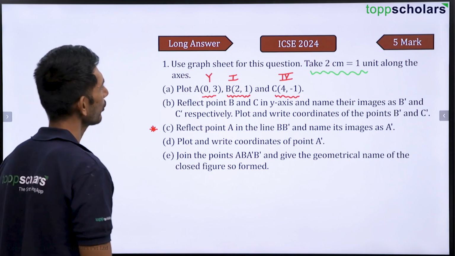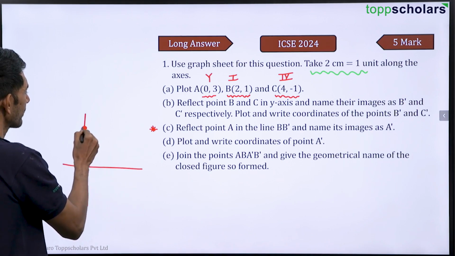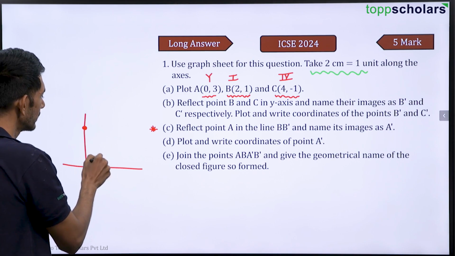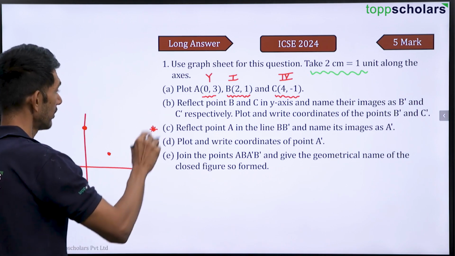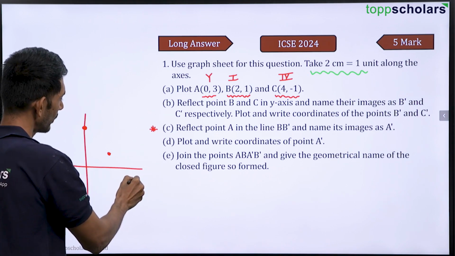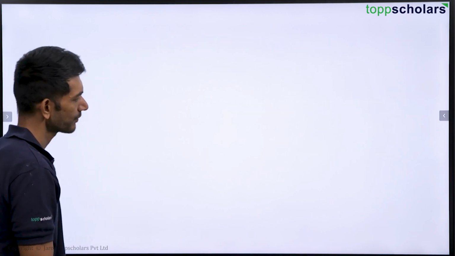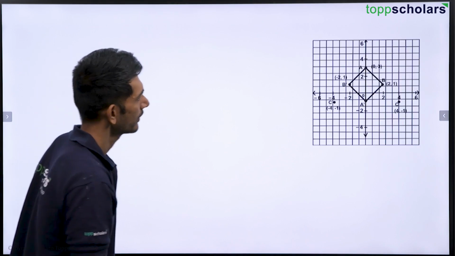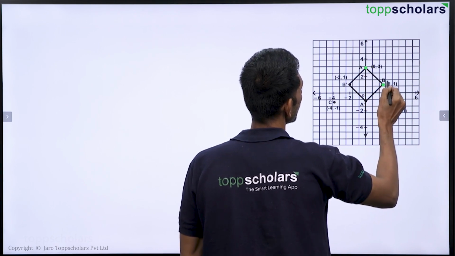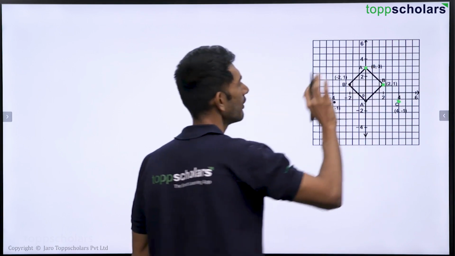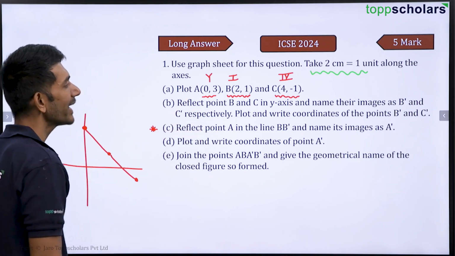A, B, C. So A is 0, 3. So just a rough figure, 0, 3 will lie on the y-axis. Then 2, 1 will lie somewhere over here. And then 4, -1. 4 and -1, that will go down, right? So just a random example, something like this. Okay, so see, the first question says 0, 3, 2, 1 and 4, -1. Plot them, we have done that.